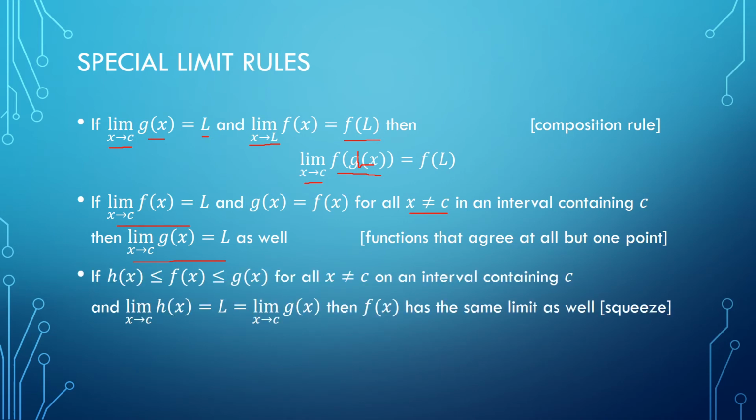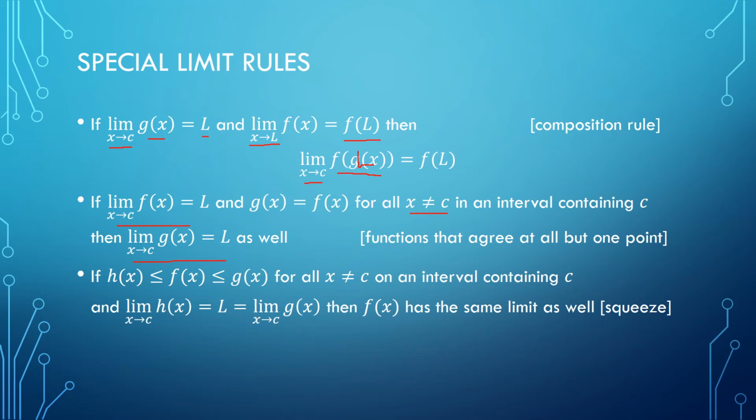And then the last rule, this one, visually, it makes a lot more sense, so I encourage you to draw a graph of this kind of situation. So consider three functions, h, f, and g, and they're always in the same order. So h is always the smallest, f is in the middle, g is the biggest. Okay, and that's true at least on some interval containing c, but again, it might not happen exactly at x equals c. Doesn't really matter what happens at that point.